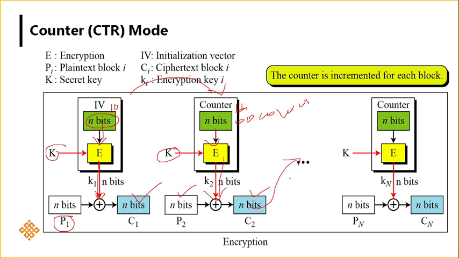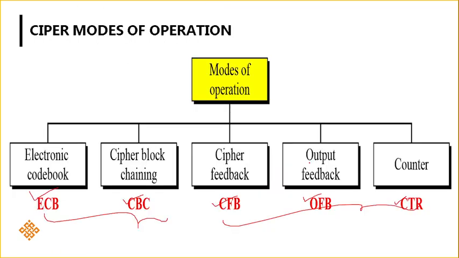Then for the next step, you need to take 12, means counter plus 1. It will go on incrementing, counter plus 2, counter plus 3, like that. So until you get all the blocks of ciphertext. Okay. So these are the 5 important cipher modes of operation. Hope you understood the techniques.